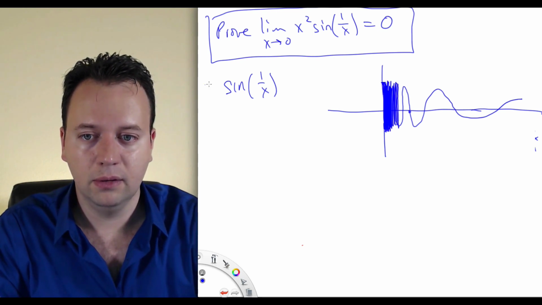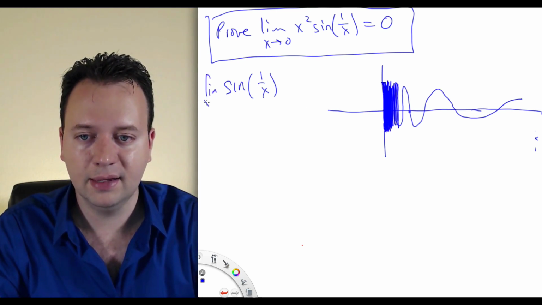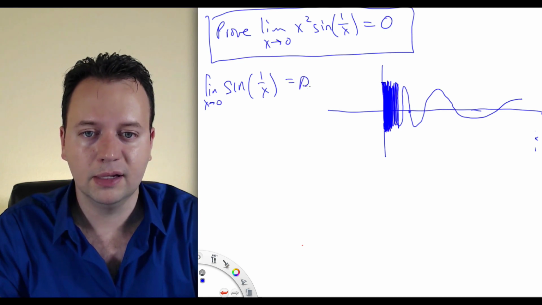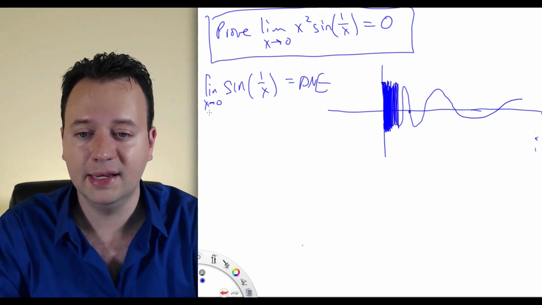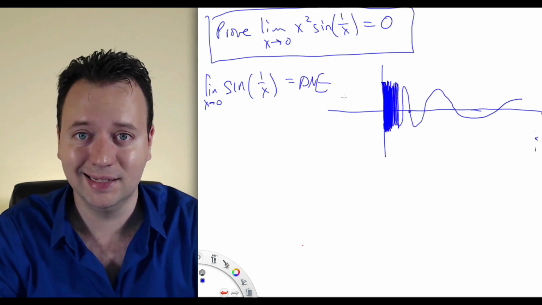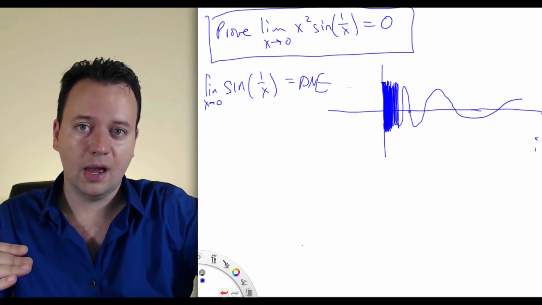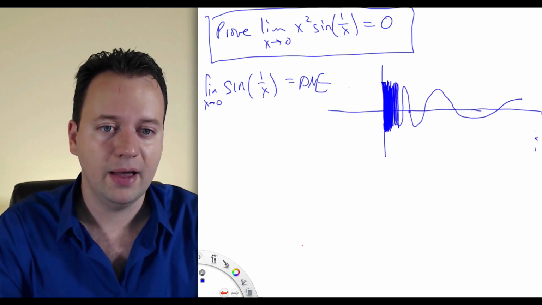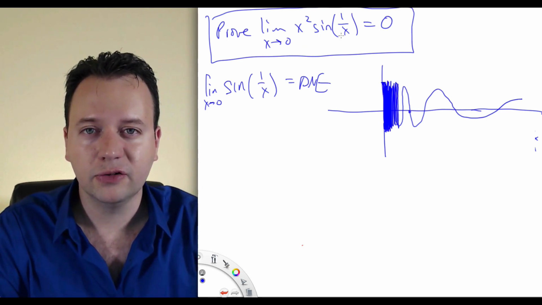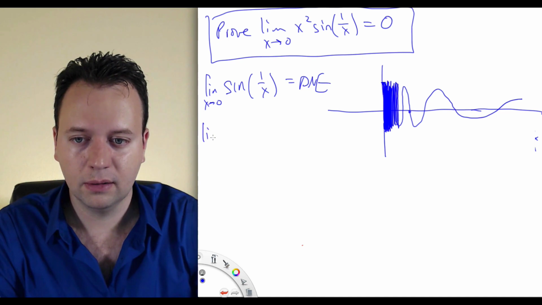So the limit as x goes to 0 of this does not exist, for the same reason that the limit as x goes to infinity of sine of x didn't exist, because it just keeps oscillating without ever settling down at any particular y value. Now what happens when we multiply this function by x squared?